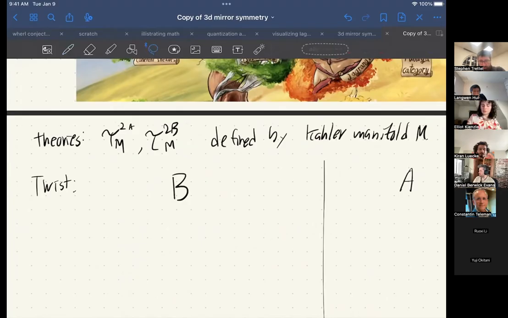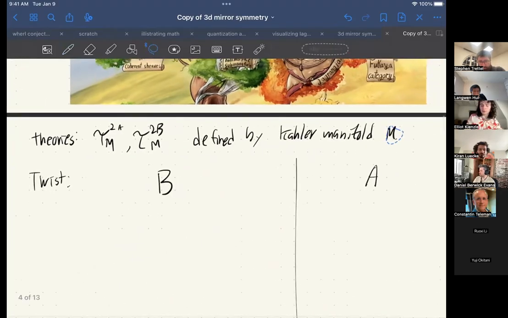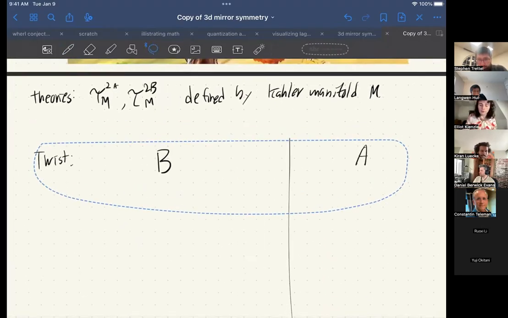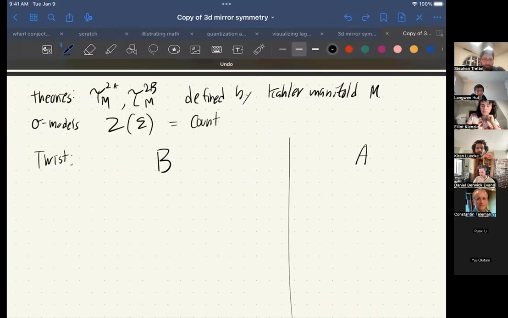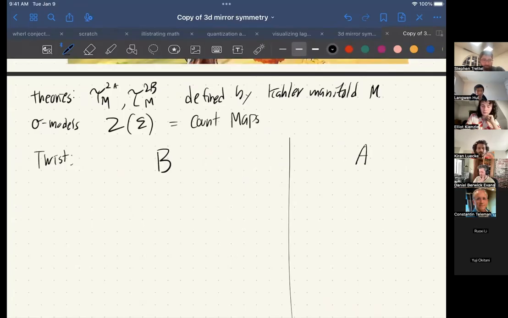So we're leaving this notion that our theory is defined just by a group and a representation. We're going to go to the more general case of what we call sigma models, where Z, when we put it on some two-dimensional surface, is going to be some sort of count of the space of maps from the surface into M.